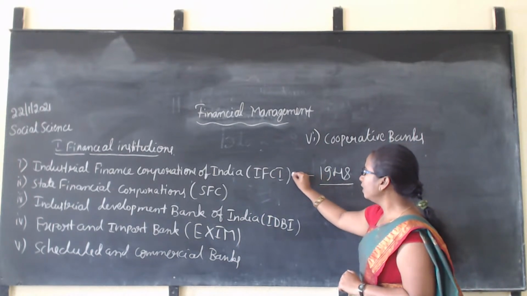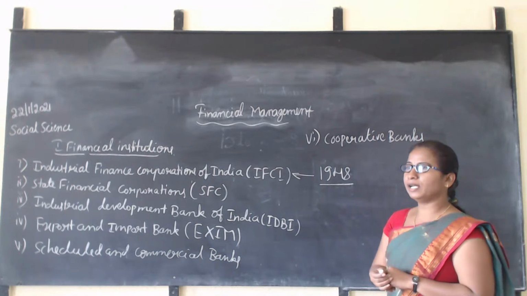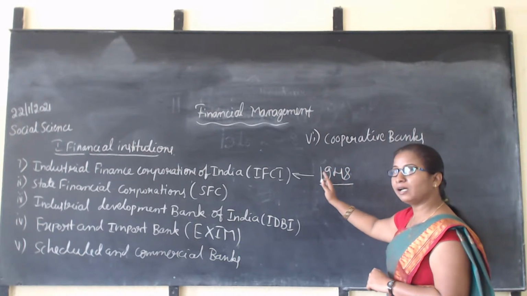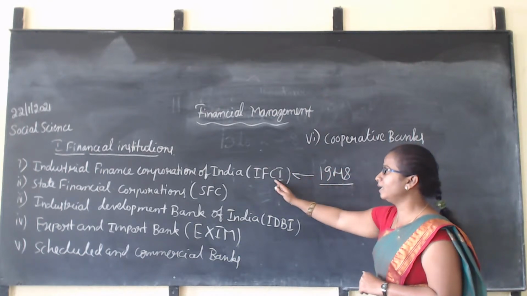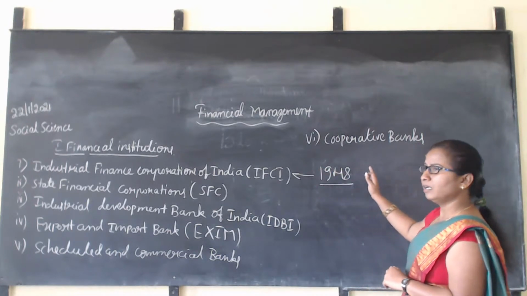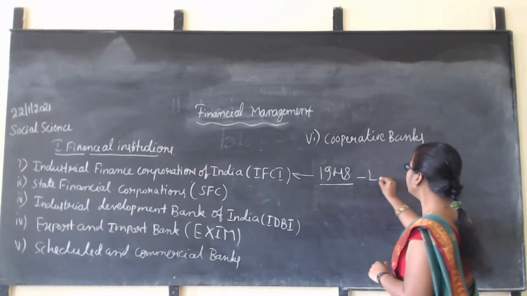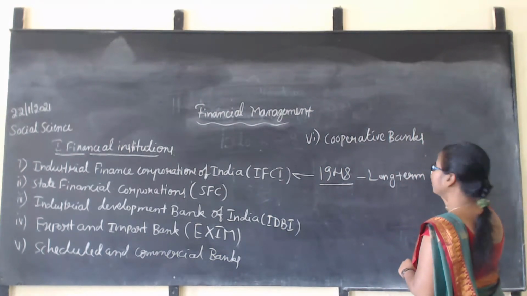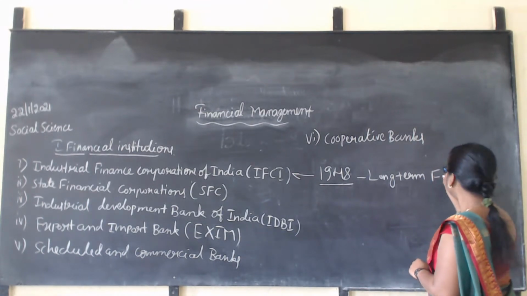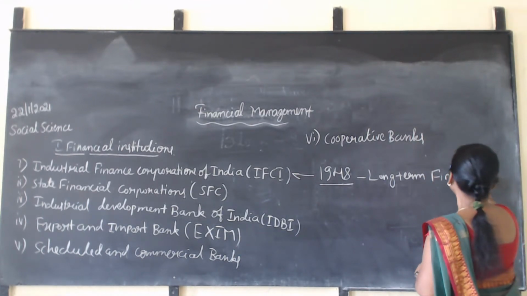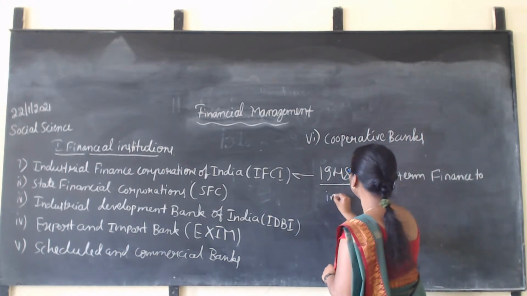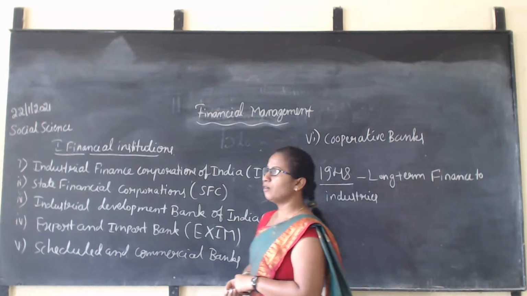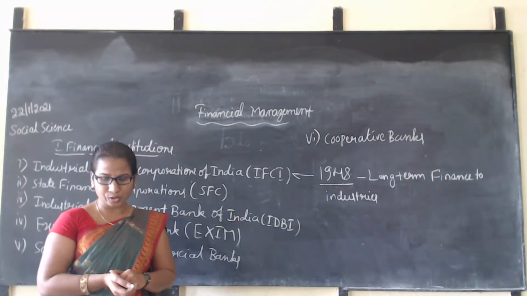So here they are going to get long-term finance from this institution. That is the first one, the Industrial Finance Corporation of India. According to that Parliament Act, it was set up to provide long-term finance to industries. In this way, industries are getting finance from the first institution.